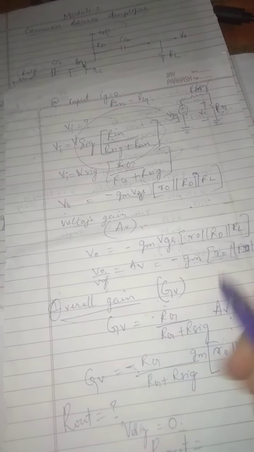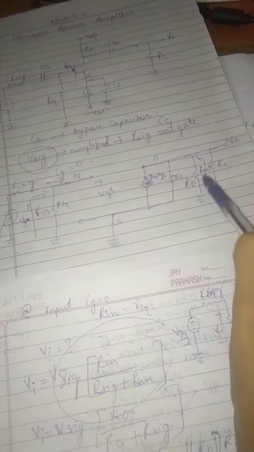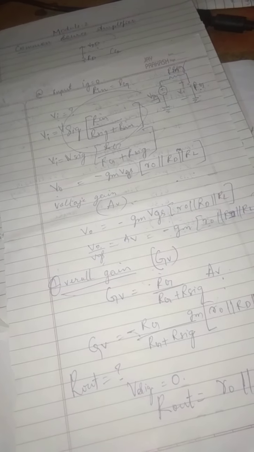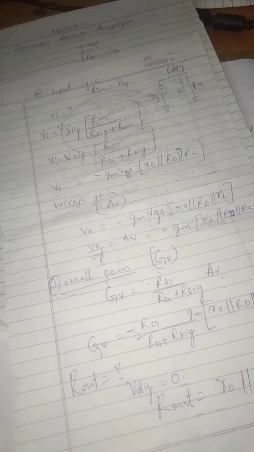So now what will be our output resistance? As the input doesn't have any effect on RL, at the output part, RL is not taken into consideration. Only these will be present, right? Which is nothing but R0 and RD. So we can write it as R0 parallel to RD. So this is what we are going to have. So this is all about our common source amplifier circuit.